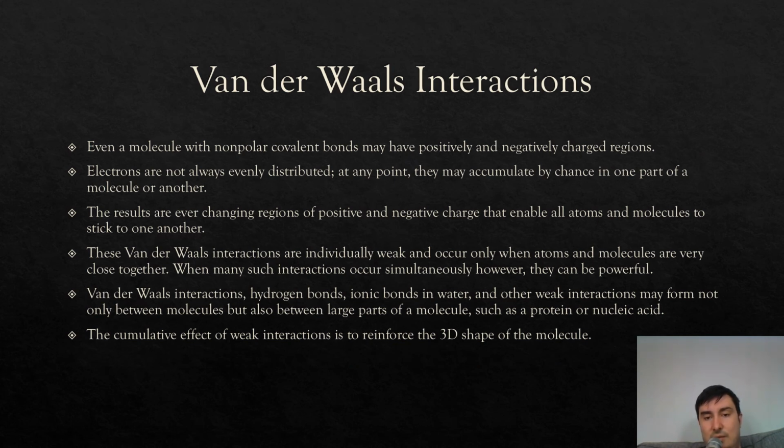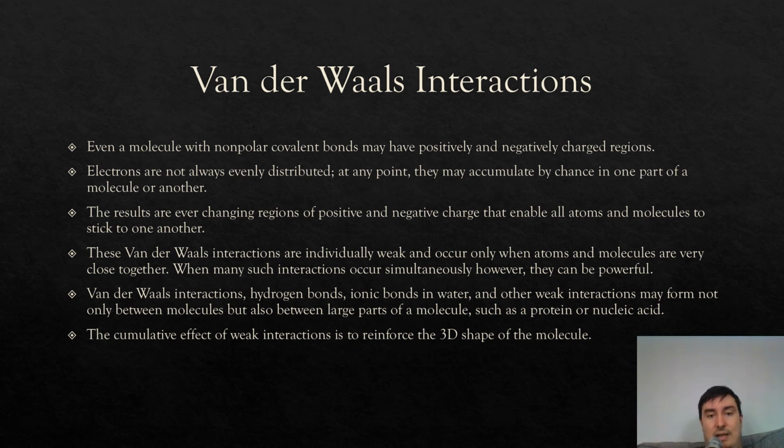Van der Waals interactions occur because even a molecule with nonpolar covalent bonds may have positively and negatively charged regions. Electrons are not always evenly distributed at any point. They may accumulate by chance in one part of a molecule or another. The results are ever-changing regions of positive and negative charge that enable all atoms and molecules to stick to one another. These van der Waals interactions are individually weak and occur only when atoms and molecules are very close together. However, when many such interactions occur simultaneously, they can be powerful.